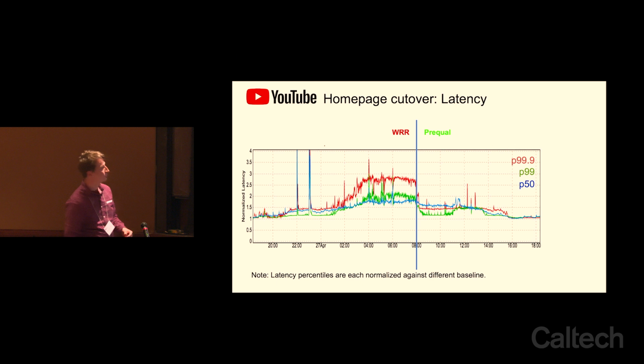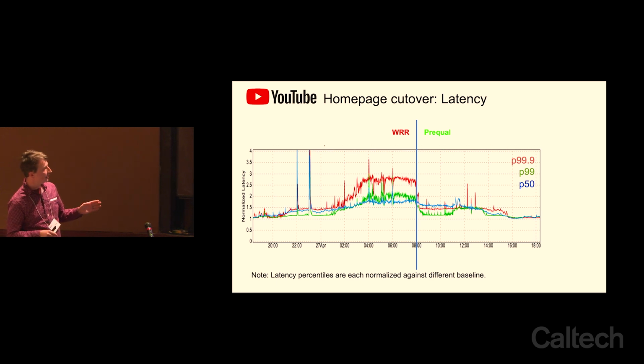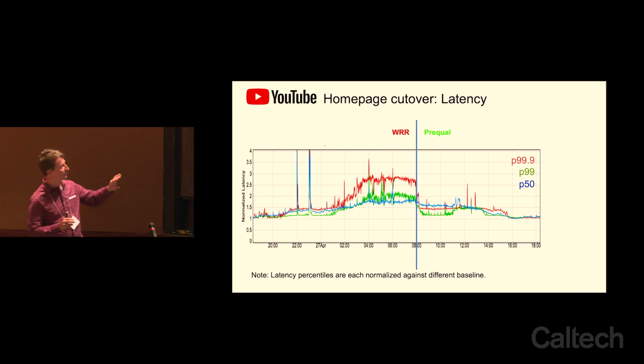So this is what happens when you deploy it. This is a before and after picture of deploying this algorithm to the YouTube homepage. Unfortunately, this graph is a bit of a travesty because we couldn't release the actual latency numbers, so we had to normalize it in such a weird way that the percentiles interleave with each other. Each latency is normalized against itself, so don't try to compare the numbers, just the before and after.